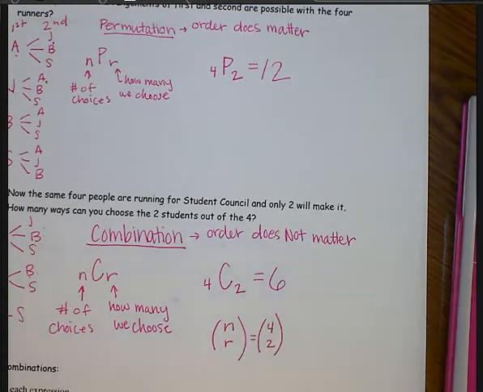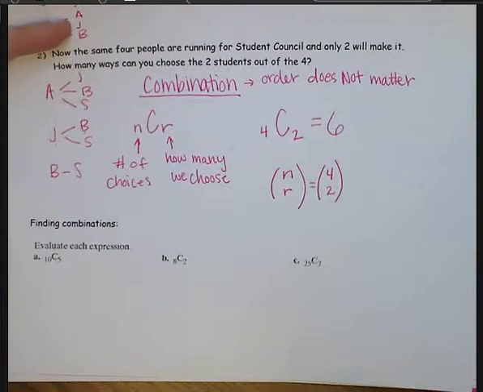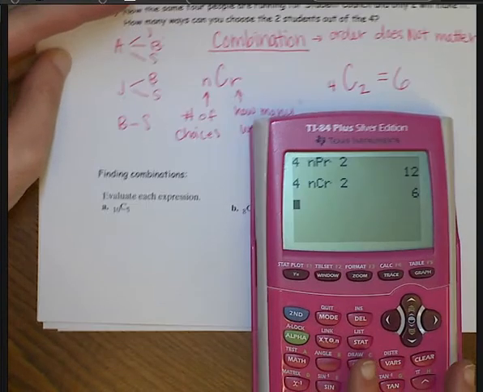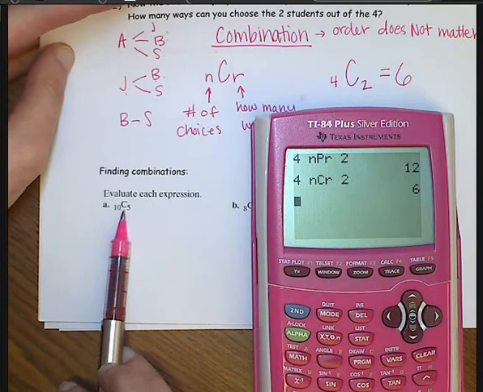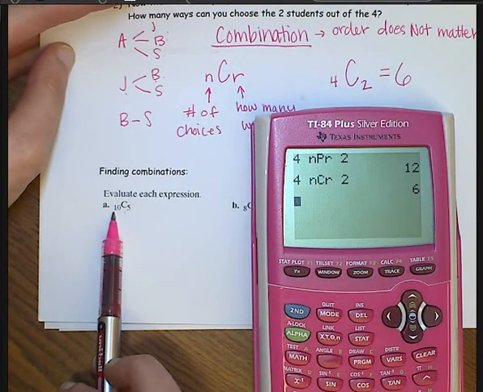Okay? So let's get some practice on our calculator. I'll do the first one with you. So on A, we're going to evaluate these expressions. Again, we're just putting them in our calculator. I see the C in the middle means we're taking a combination. 10 in front is my n, 5 is my r.